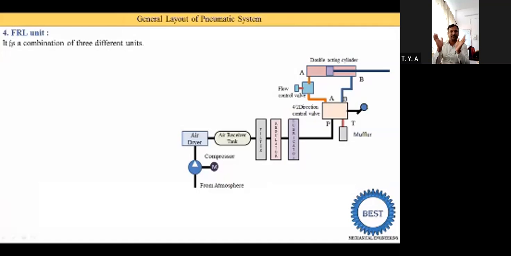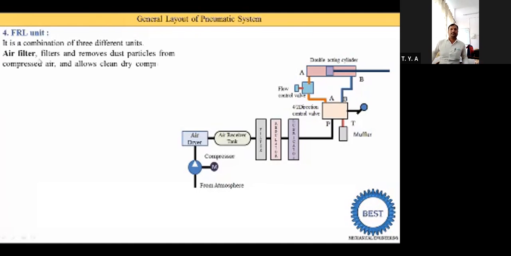This FRL is just an assembly of the filter, regulator, and the lubricator. In detail, everything we are going to learn in unit number 5. Okay, the name is given FRL unit. So the first one is the air filter. You already know the functions of air filters. It filters and removes the dust particles from the compressed air and allows the clean, dry compressed air to the system.